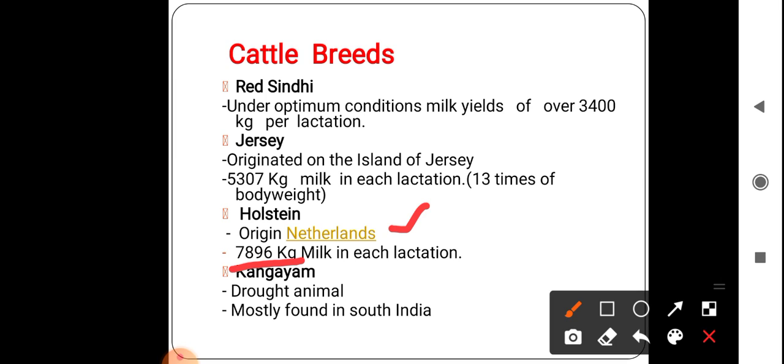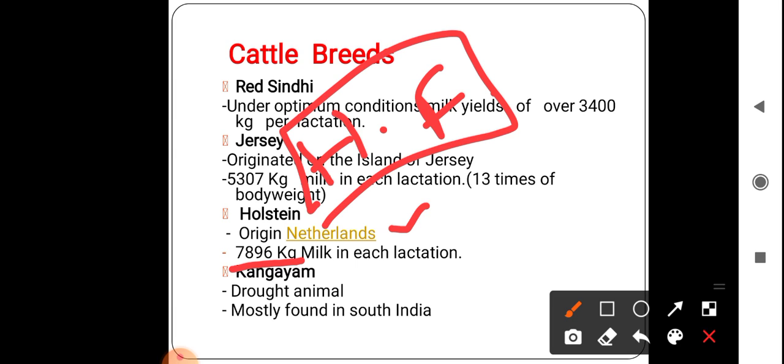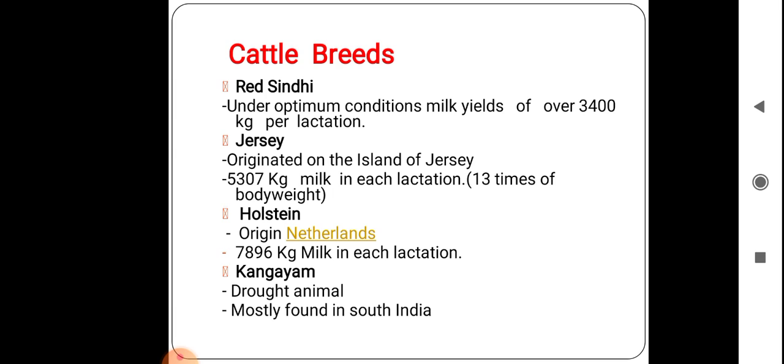So from these facts, it is clear that Holstein Friesian is the highest milk yielding variety in the world, which yields 7,896 kilogram milk in each lactation. Kangayam is a draught animal which is mostly found in South India.